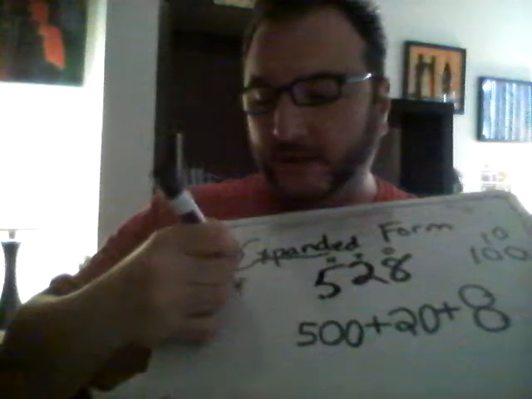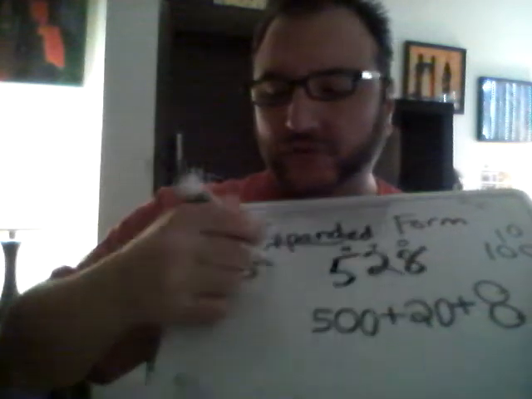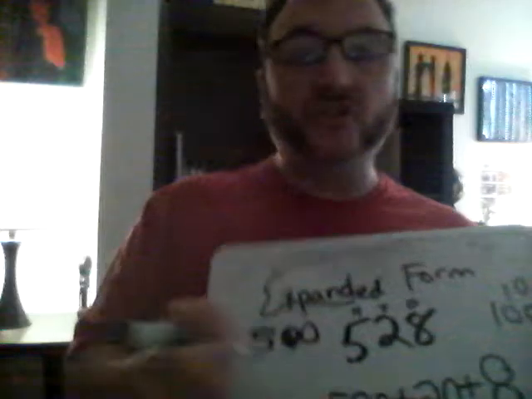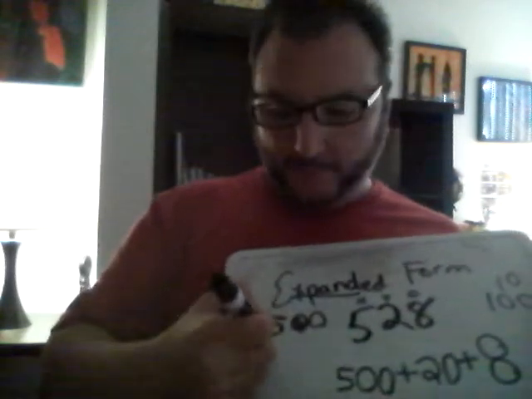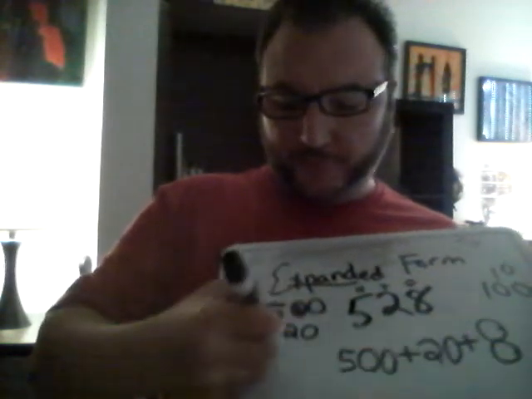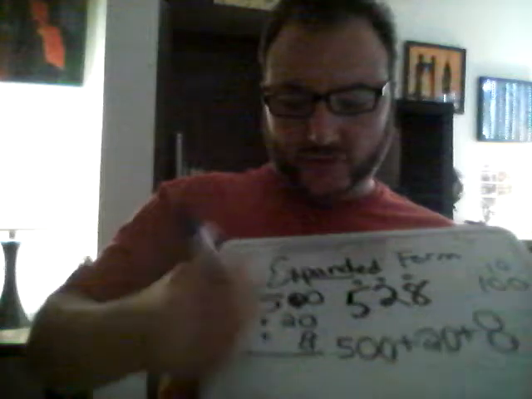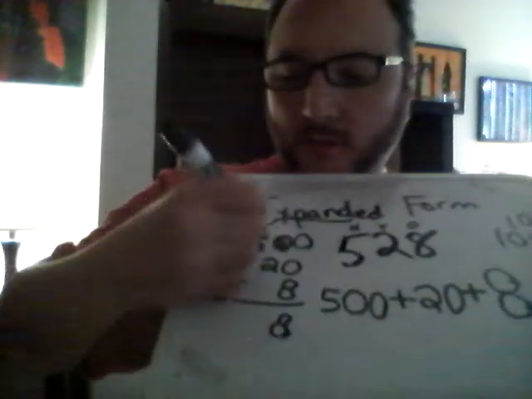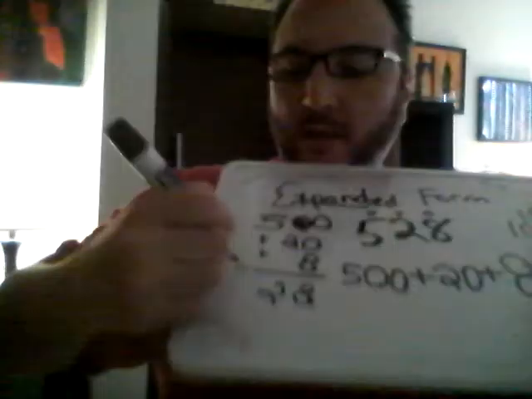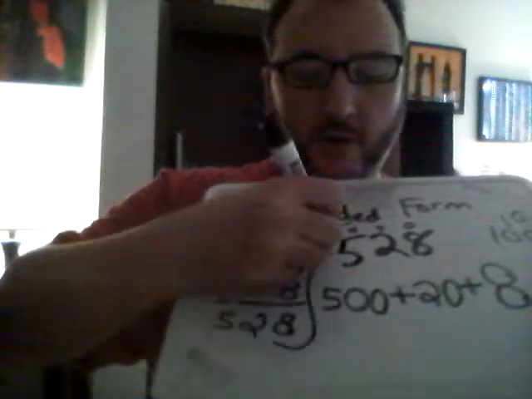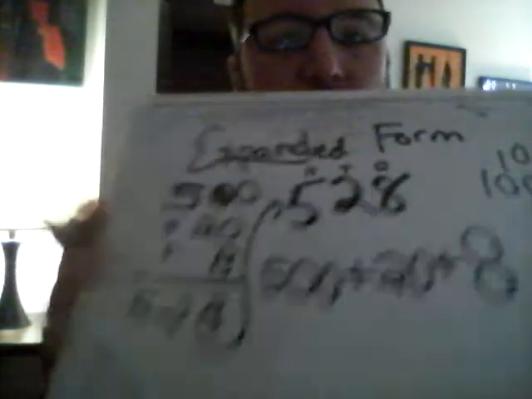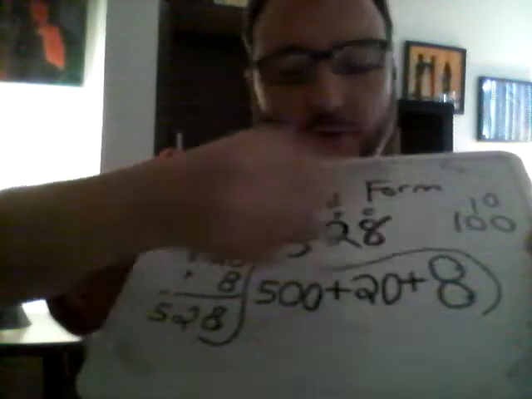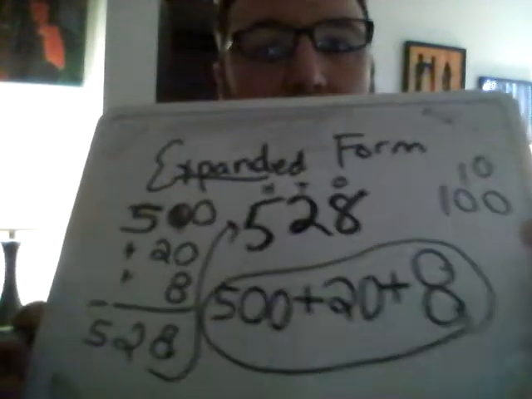And remember what I did in the first video? To prove it to you, I added it the traditional vertical up and down way. 500 plus 20 plus 8. And to show you, remember right to left, 0 plus 8 is 8. 0 plus 2 is 2. And then bring down the 5, and what do you know? We have a match. 528, 528, and this is how you write it in expanded form.